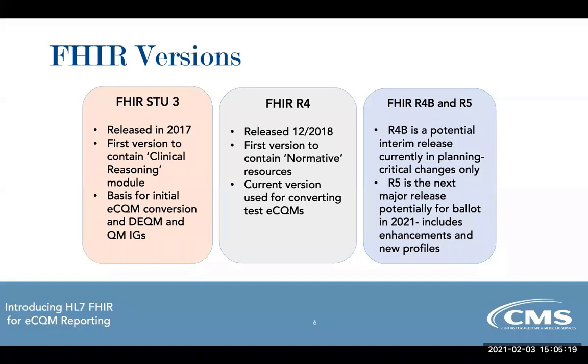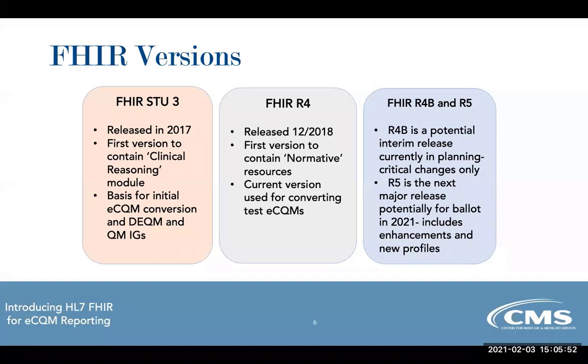FHIR R4 was released in December of 2018, and it was the first version to contain normative resources. And we'll talk later about the maturity model in FHIR and what a normative resource is. FHIR R4 is also the current version that's being used for converting test eCQMs, and was the version that was named in the ONC Interoperability and Information Blocking Final Regulation that was published in March of 2020.